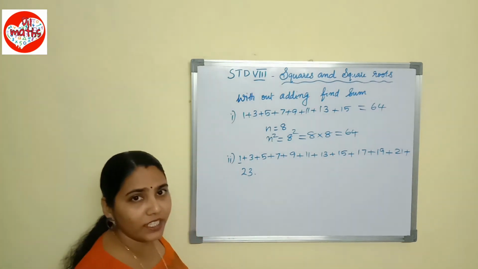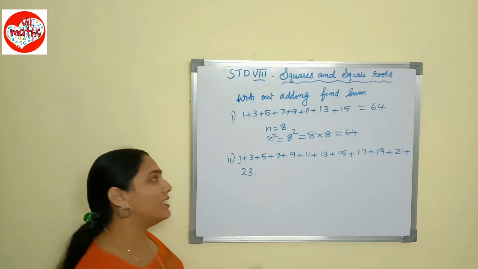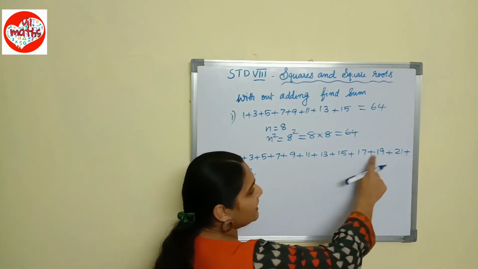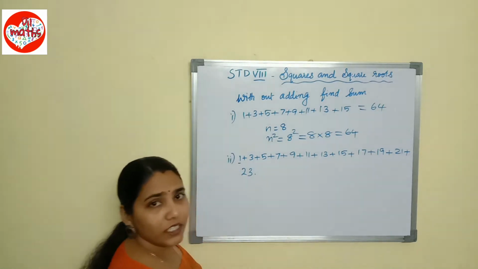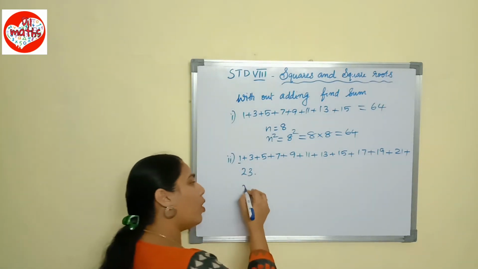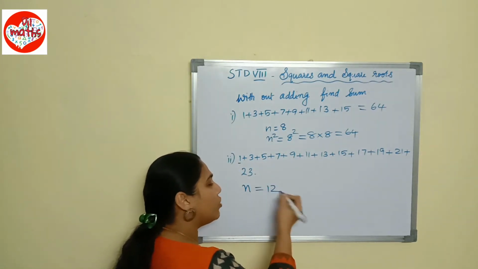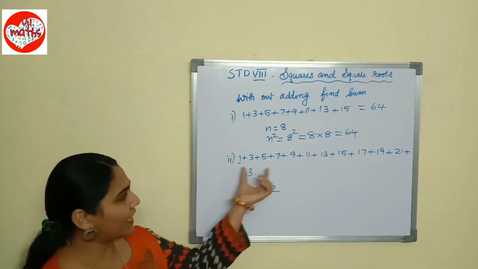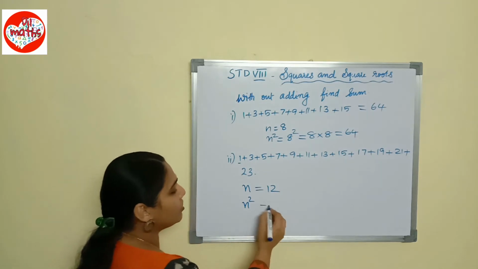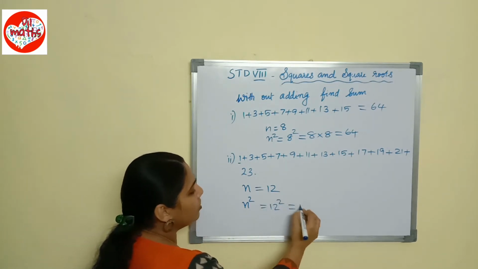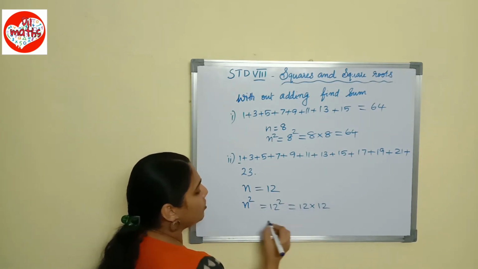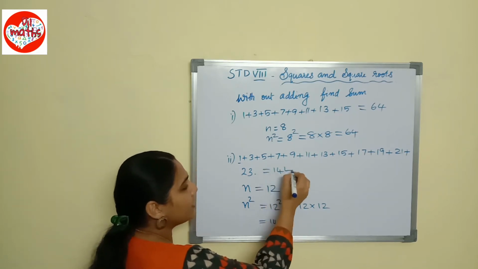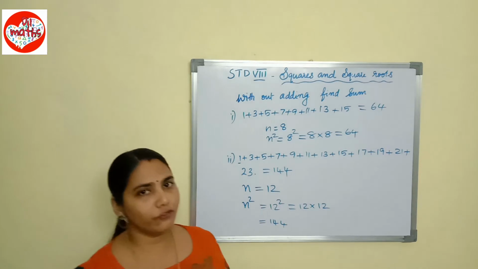So what we should do here, we should count how many odd numbers are there. 1, 2, 3, 4, 5, 6, 7, 8, 9, 10, 11, 12. Total 12 odd numbers are there. So what is n there? n is equal to 12. So n square is equal to 12 square, that's equal to 12 into 12. That's equal to what? 144. That means the sum is equal to 144.